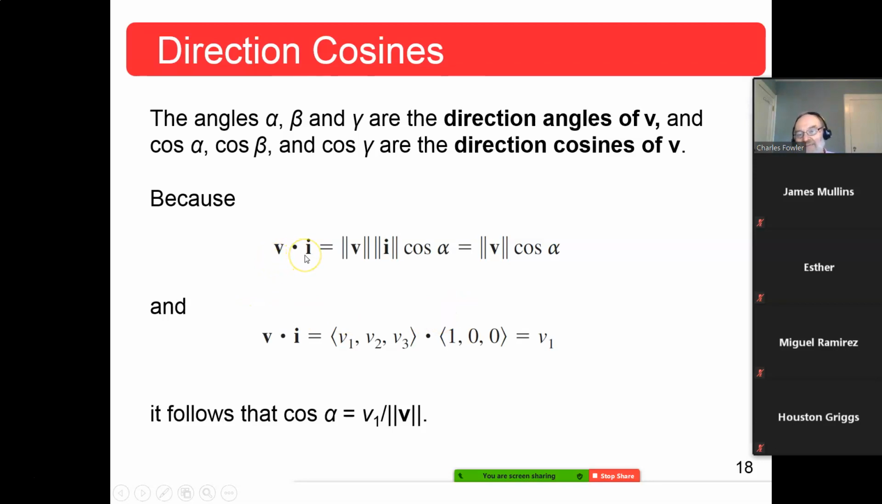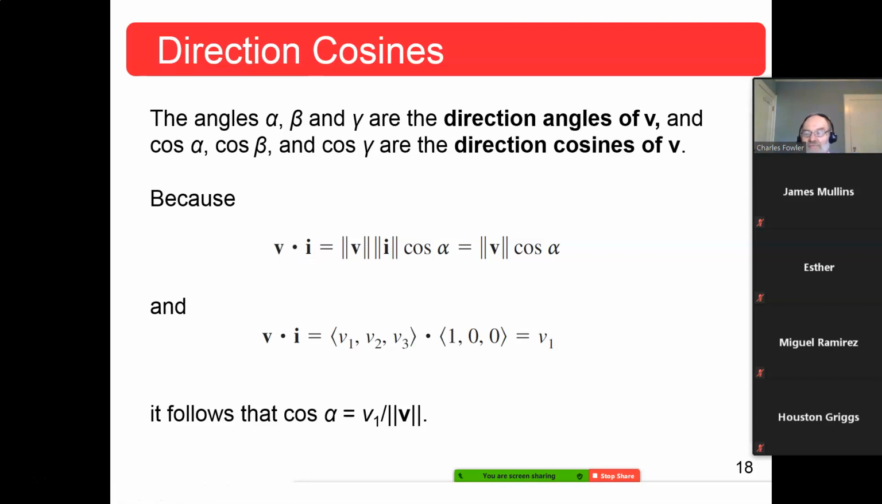Now v dot i, the vector v dotted with i, would be the magnitude of v times the magnitude of i, but guess what? The magnitude of i is 1. That's a unit vector, so forget about that. Times the cosine of that angle alpha. So basically that's the magnitude of v times the cosine of alpha, and that's what the dot product v dot i is.